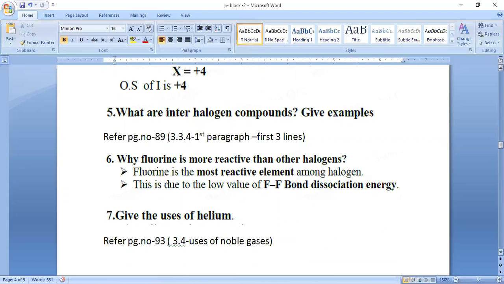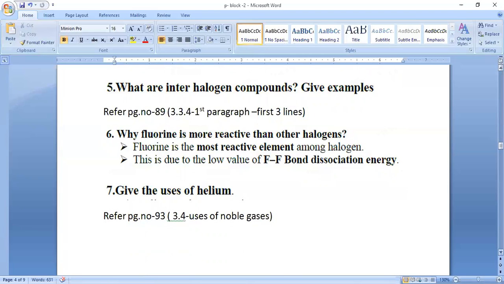Why is fluorine more reactive than other halogens? Fluorine is a more reactive element than the other halogens. What are the halogens present in that group? Fluorine, chlorine, bromine and iodine. Among them, fluorine is the most reactive element. What is the reason? This is due to the low value of the F-F bond dissociation energy.